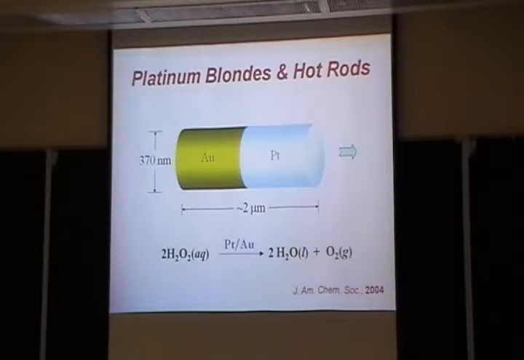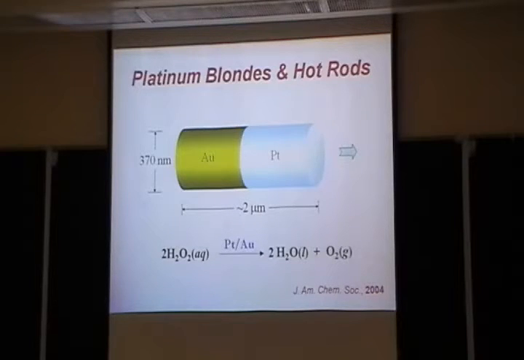Okay, so this was our original motor, and it's a very simple design. It's a rod that's about a couple of microns long. Half of it is platinum, half of it is gold. It's about 300-400 nanometers in diameter. I'll talk about how you make them in a minute. In this case, the fuel was hydrogen peroxide, and it moves. And we'll discuss that in detail.